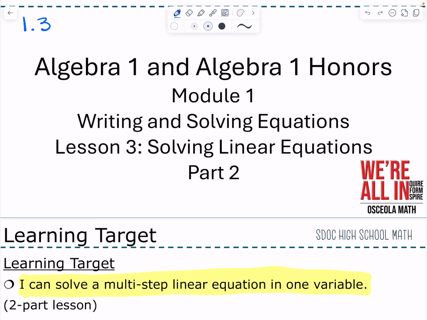Hi everyone, let's go ahead and get started with lesson 1.3, solving linear equations part 2. So this is going to be an extension of the previous lesson, and our learning target is still that we can solve a multi-step linear equation in one variable.